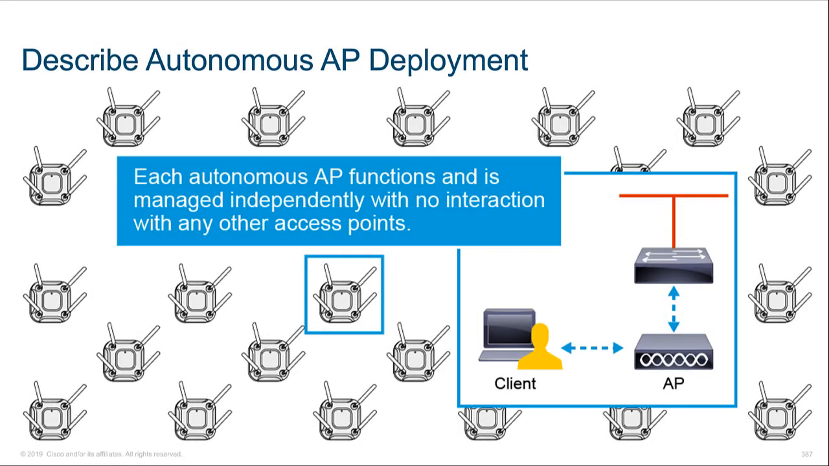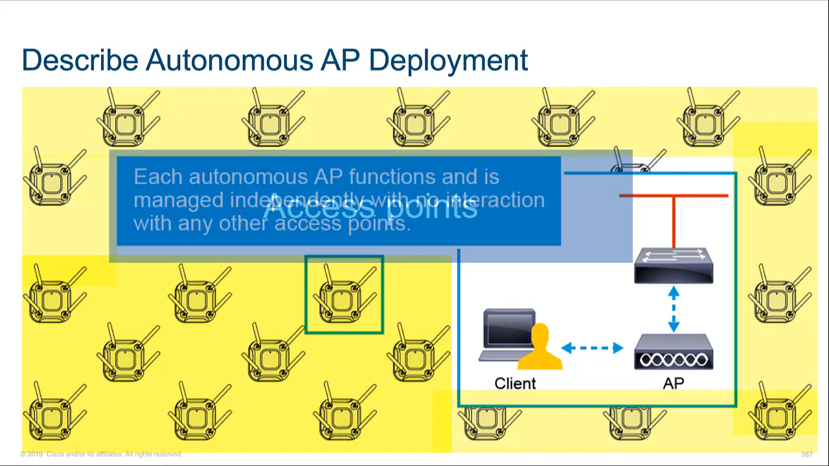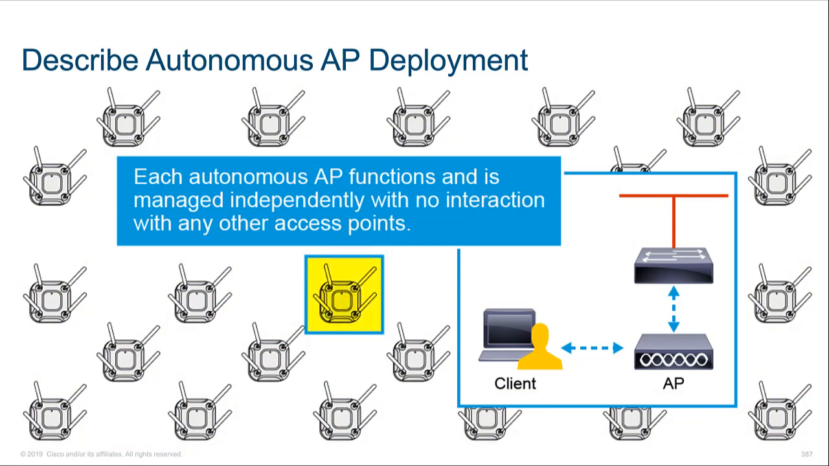In this next topic, we're going to describe an autonomous AP deployment, AP standing for access point. First thing you'll notice on this slide is we have a number of access points from left to right. One of the access points has a blue box around it, and just think of this as a deep dive into actually how that AP is connected.